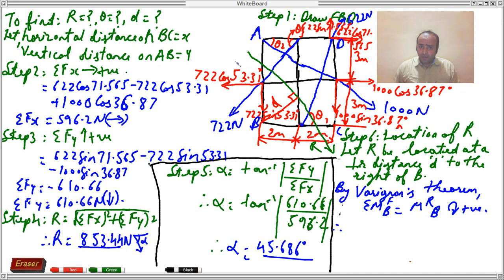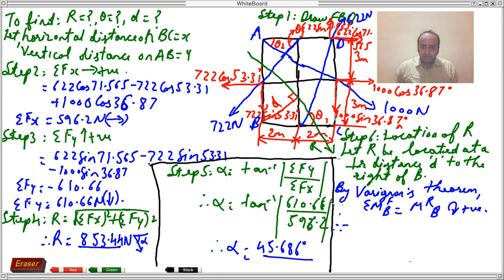Now 722 cos of 53.31 only will be considered. Again for this force only 622 sine of 71.56 will be considered. And last but not the least, for this particular force 1000 cos of 36.87 only will be considered, because the rest of the components are directly acting at the point B. So let us consider them one by one.